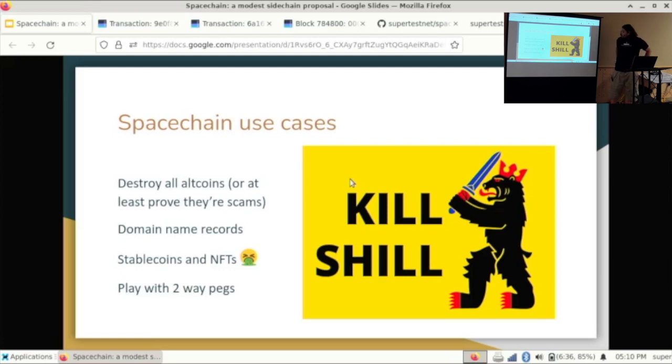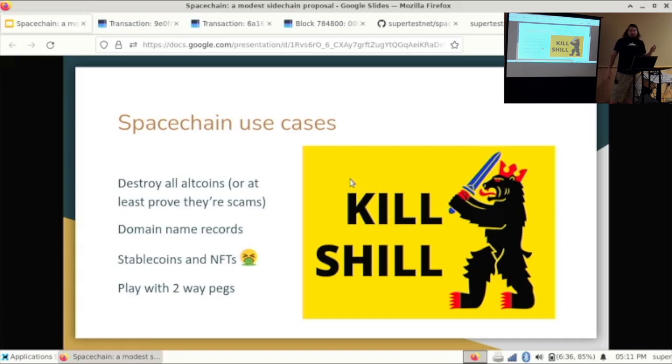The first use case is to kill all altcoins. Altcoins are super flimsy projects that can be killed by the faintest little thing. I think even if we just use burning bitcoins as the model of getting bitcoins onto a space chain, we can still kill altcoins with that, because altcoins have no need to exist at all.